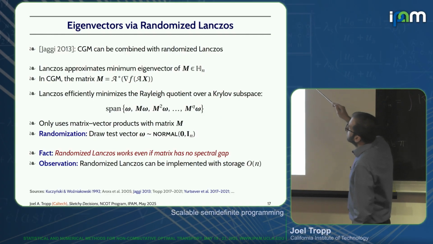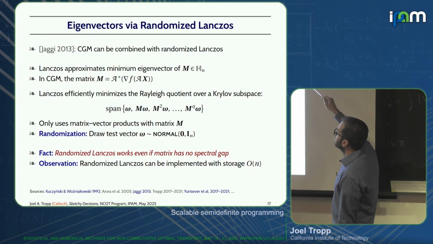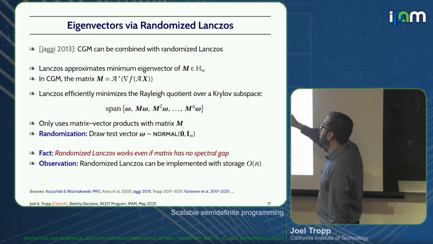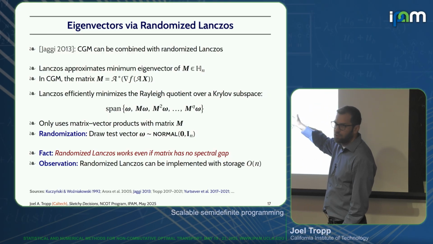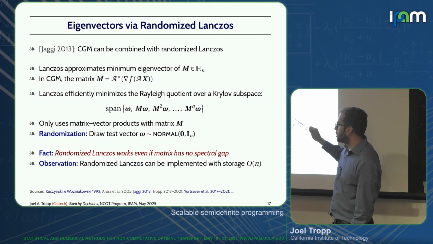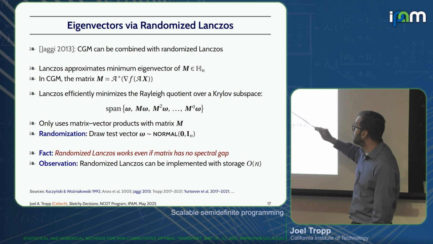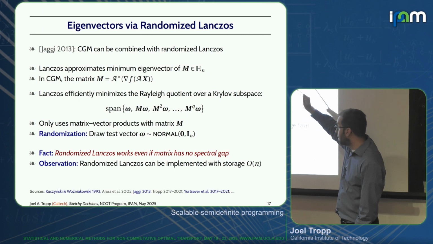But what happens in randomized Lanczos, or in the Lanczos method, is that we start with an initial test vector and repeatedly multiply it into the matrix M to form a Krylov subspace. So this only takes matrix-vector products with this matrix.